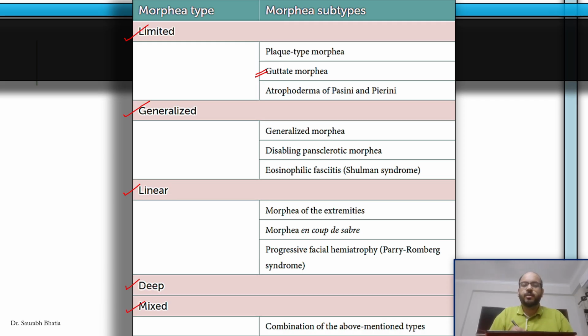And then you have mixed morphea, where you can have more than one form of morphea occurring together in a lesion or in a patient. So largely you have to look at the 5 different subtypes: limited, generalized, linear, deep, and mixed. That is how you divide it.